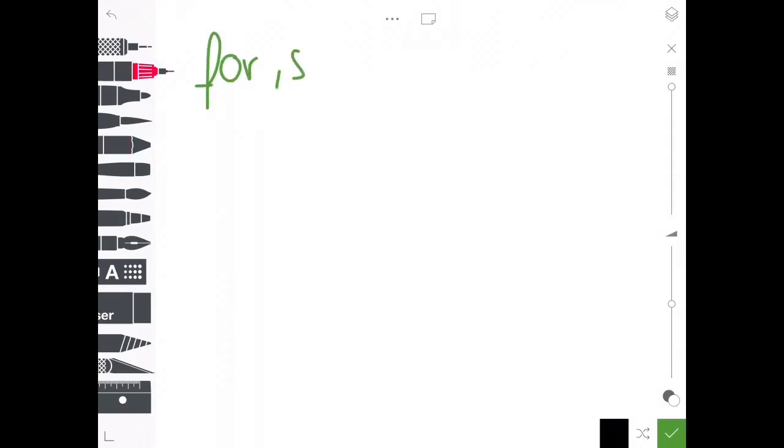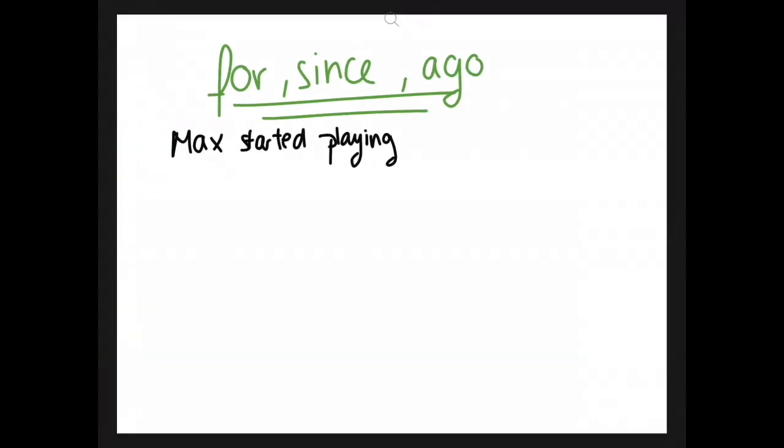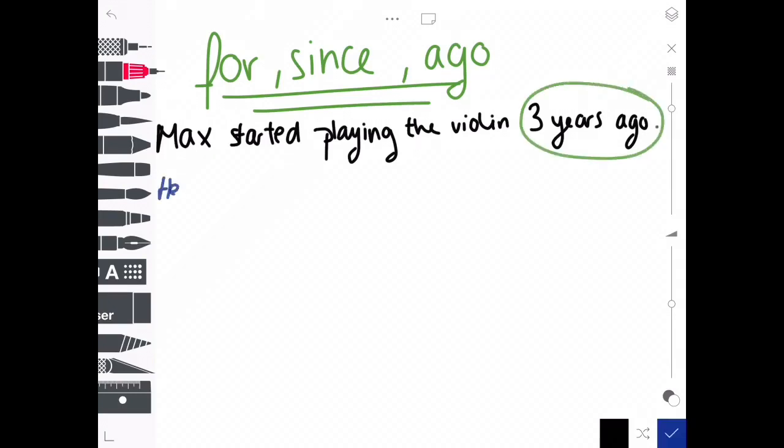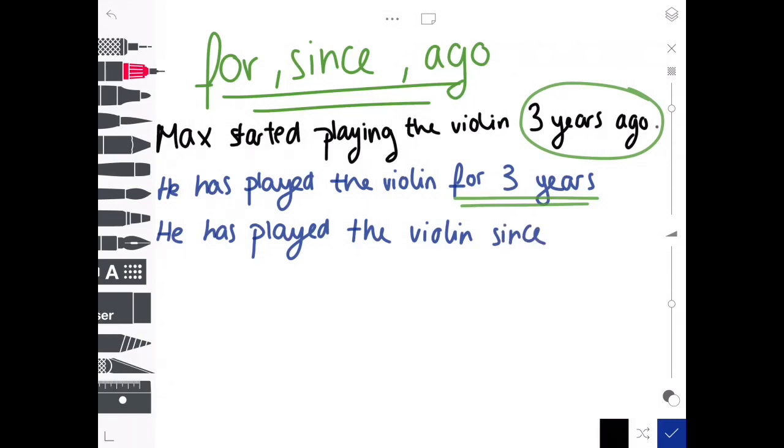First, I'm going to explain how to change a sentence depending on if we want to use for, since, or ago. Okay, so imagine that we are given this sentence in our exercise. Max started playing the violin 3 years ago. In this sentence, we have a time reference, that is 3 years ago. We want to change the sentence to use for or since. The first thing we have to change is the tense, from the past simple to the present perfect simple. So, he has played the violin. And we need to include the time reference, for 3 years. We can also say, if we want to use since, he has played the violin since 2017, which is 3 years ago.